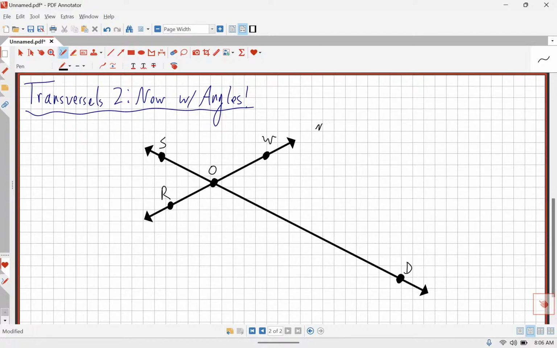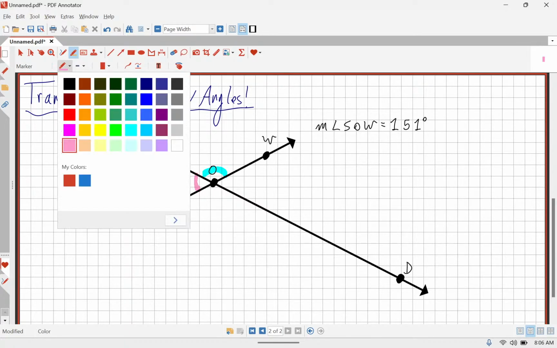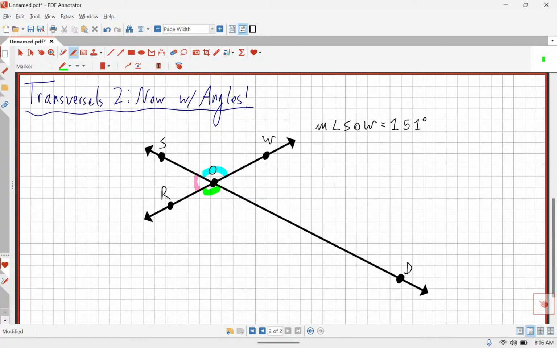And I'm going to tell you that the measure of angle SOW is equal to 151 degrees. Once you do that, guys, will you put your pencils down for a second? Because I want to make sure we're all feeling really good about what I mean by angle SOW, because not everybody feels super comfortable with this yet.